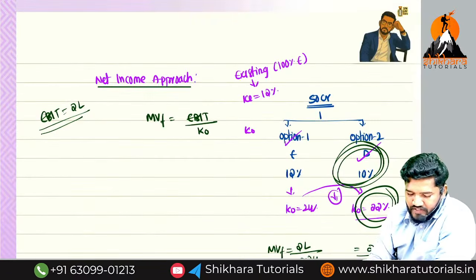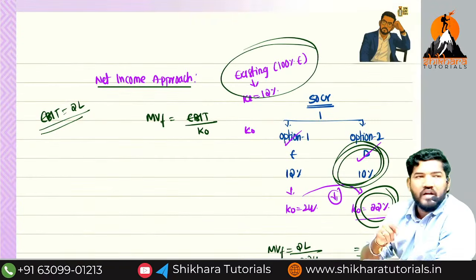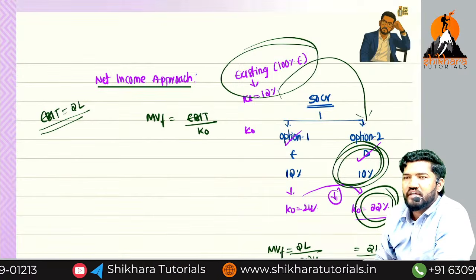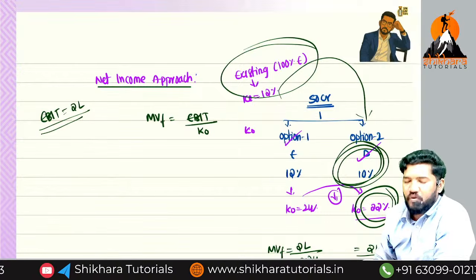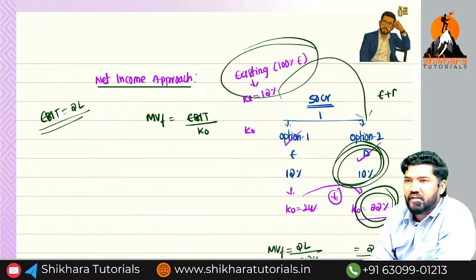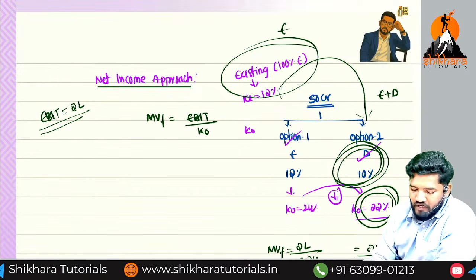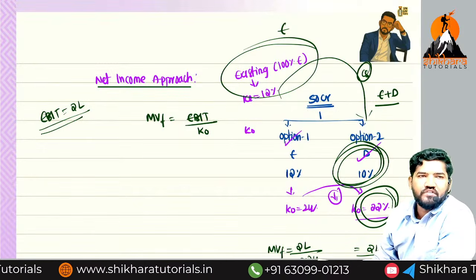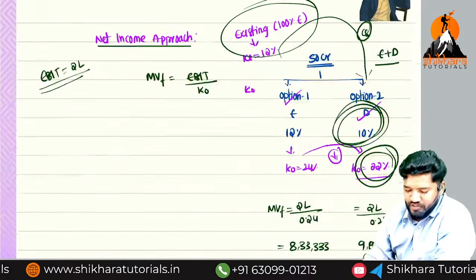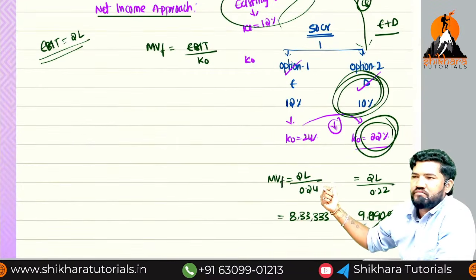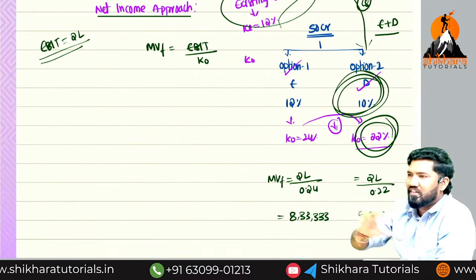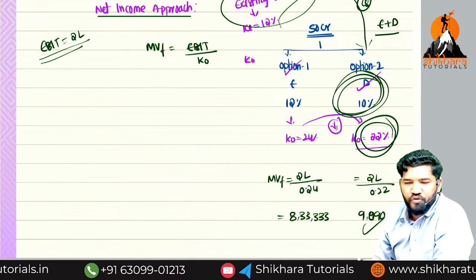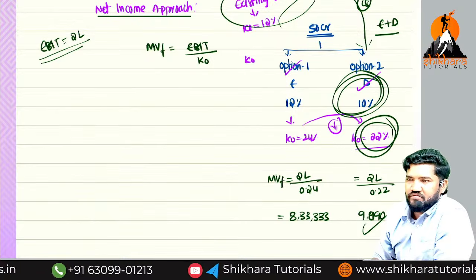Previously, what structure did they follow? 100% equity. Now, if they choose option 2, what happened? Capital structure changed, na? What is the capital structure now? Equity plus debt. Previously only equity, now equity plus debt. If capital structure changes, market value of firm also changes. Proved. Clear? This is a theory, that's it. But for the exam point of view, you need to learn calculation.